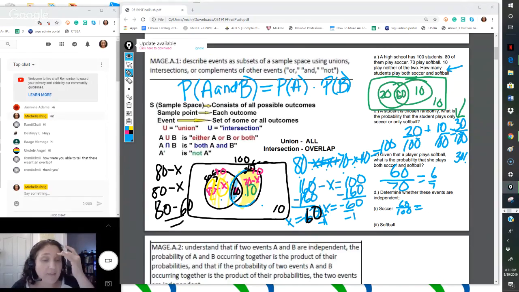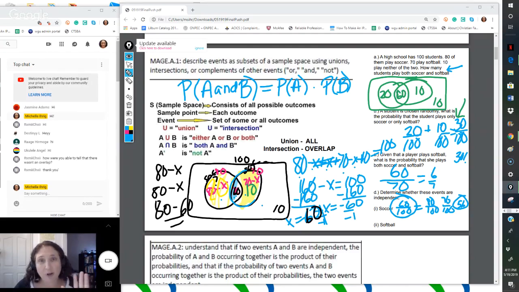So then if it says, what's the probability of soccer? Well, how many people play soccer? There's 80 total people who play soccer. So that's going to be 80 over 100. How many people total play softball? 70. When I multiply that, I'd end up getting 56%. And 56 will not equal 60%, so they're not independent.